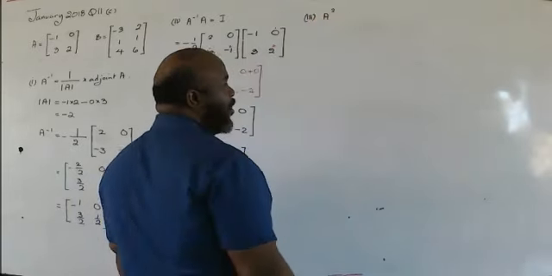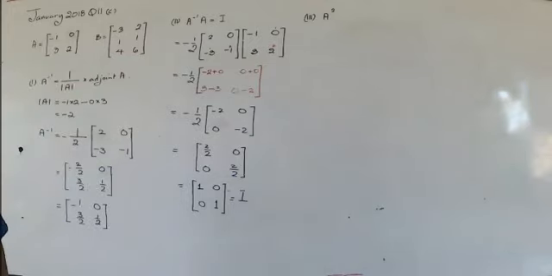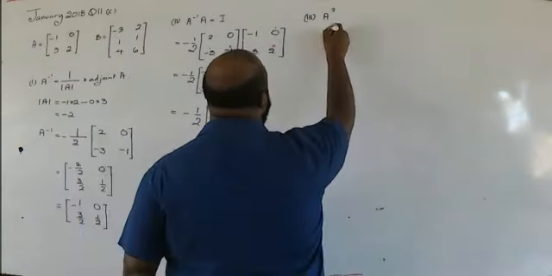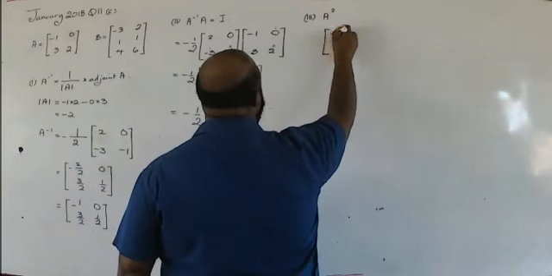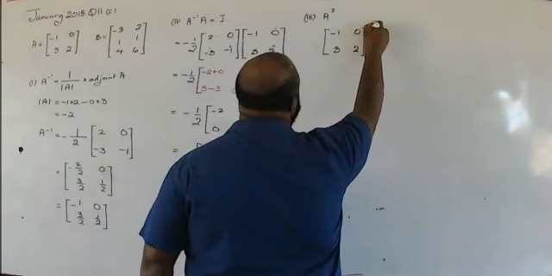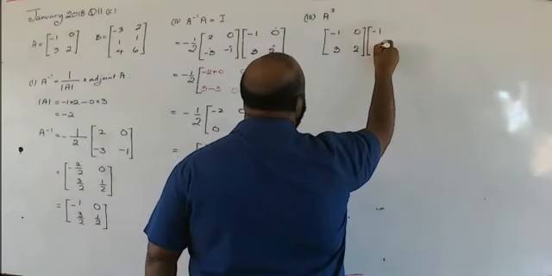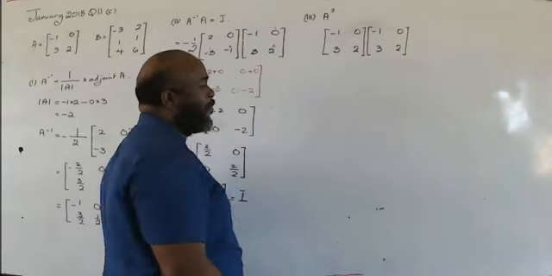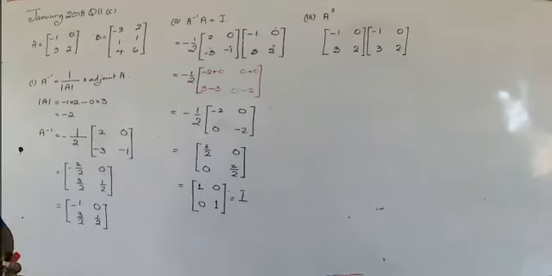A squared means A multiplied by A. So literally, we're multiplying A, which is minus 1, 3, 0, 2, by minus 1, 3, 0, 2. Ladies and gentlemen, we're multiplying two matrices. How do we multiply two matrices? We multiply the rows of the first matrix by the columns in the second matrix.